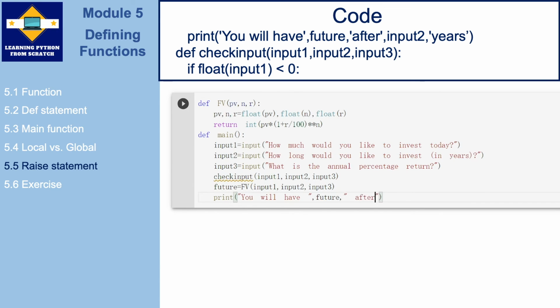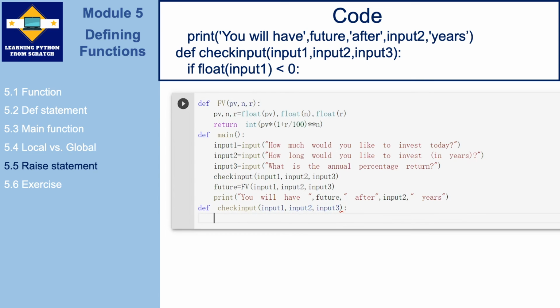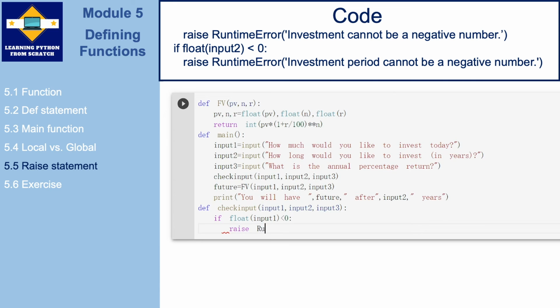Then, let's define the check input function. So def check input. If the input 1 is less than 0, we raise runtime error and inform the user that investment cannot be a negative number. The similar error and reminder appear for input 2 and input 3.